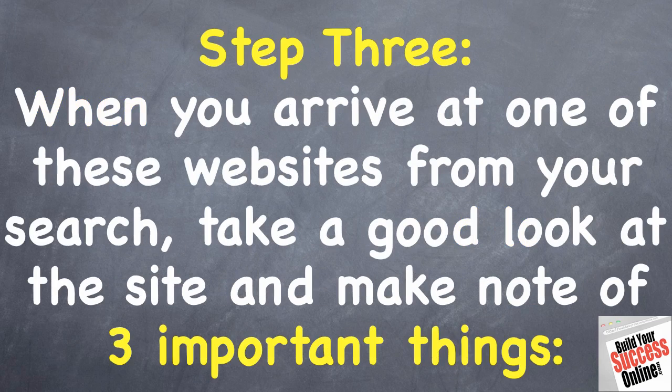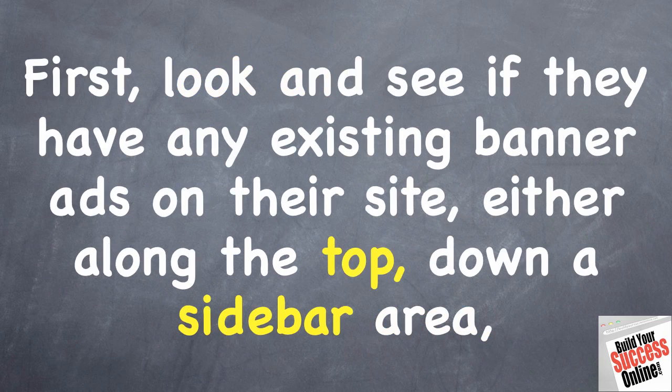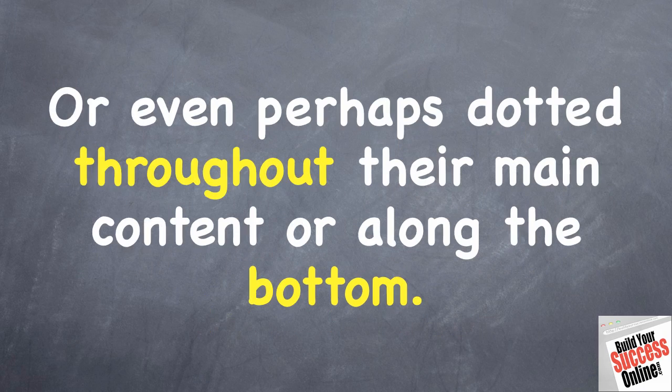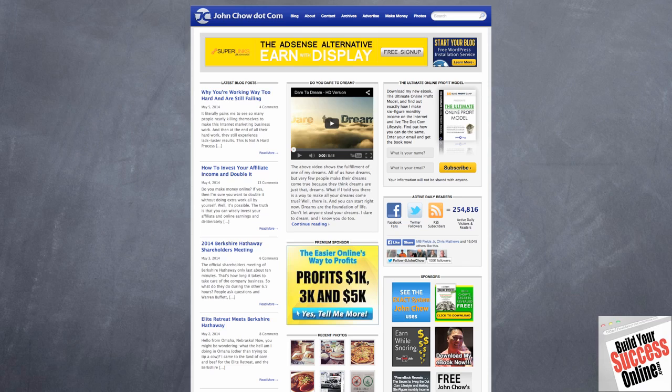Step 3. When you arrive at one of these websites from your search, take a good look at the site and make note of 3 important things. First, look and see if they have any existing banner ads on their site, either along the top, down a sidebar area, or even perhaps dotted throughout their main content or along the bottom.